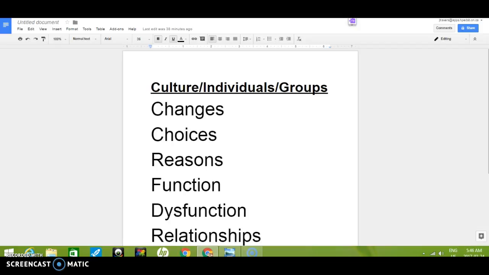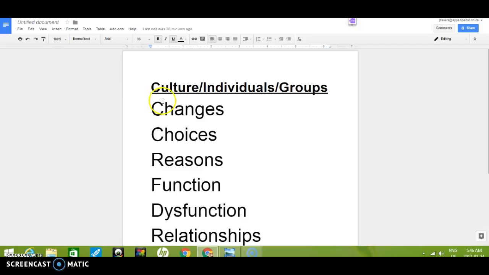The family has been described as being essential and to the core of what society is. Society influences the family, but ultimately the family also influences society. So it is important for sociologists, anthropologists, and psychologists to study the family.